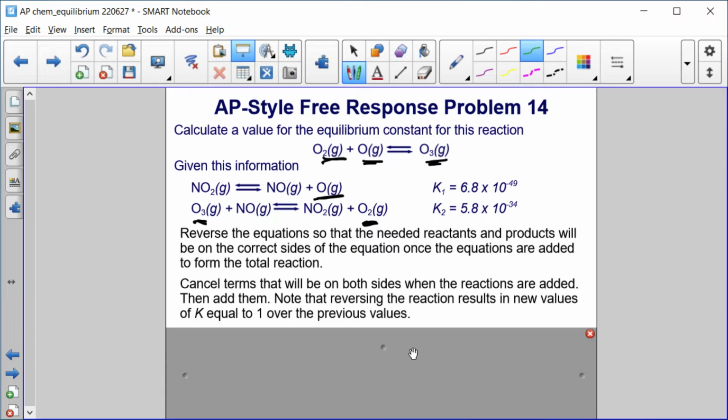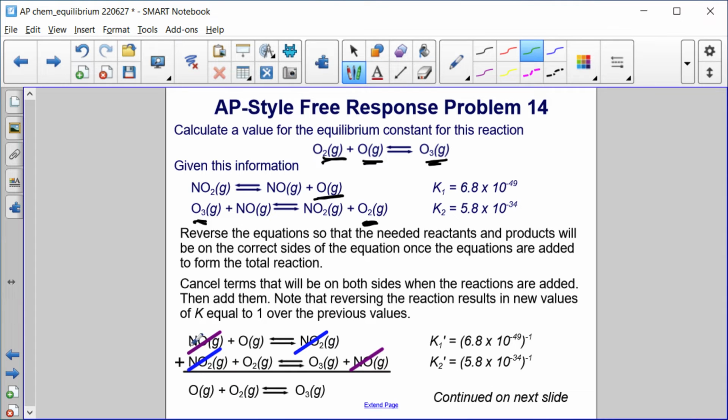We'll combine the two reactions together and cancel the terms that appear on both sides and then add them. Remember that reversing the reaction results in new values for K. So I won't have this value for K. I'll have a new value for K, which equals 1 over the previous values. So I flipped the reactions from up here to down here. They're flipped, and I'm canceling those values that appear on both sides. And my net equation is O plus O2 on the left, and then O3 on the right.